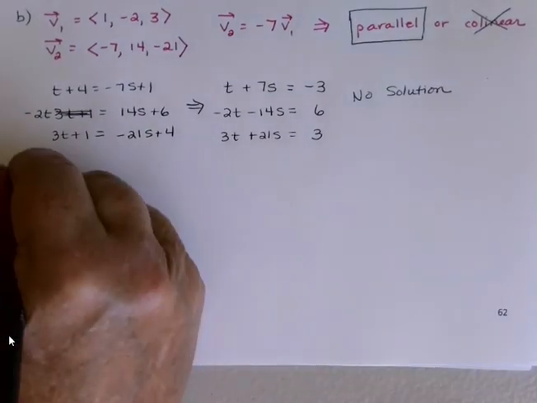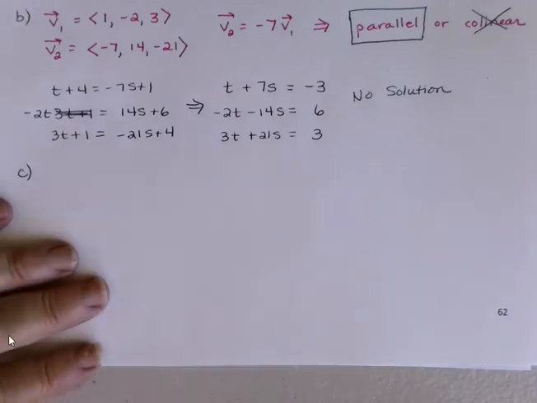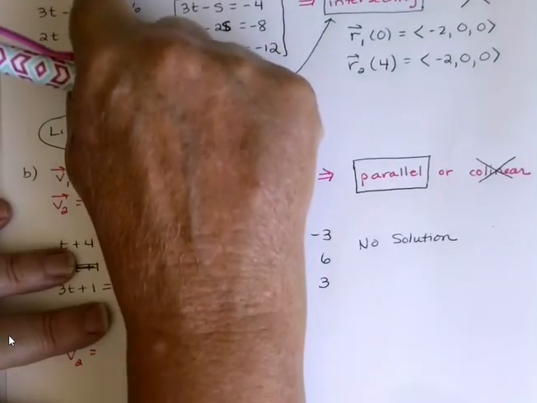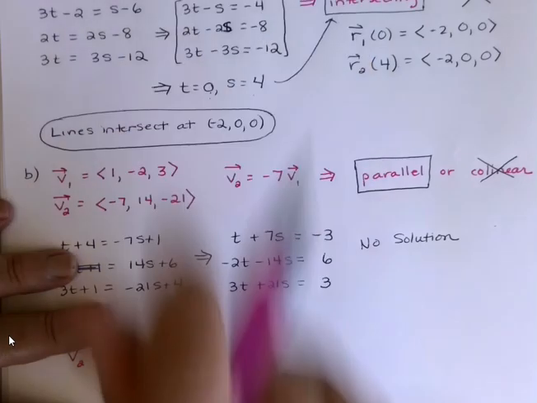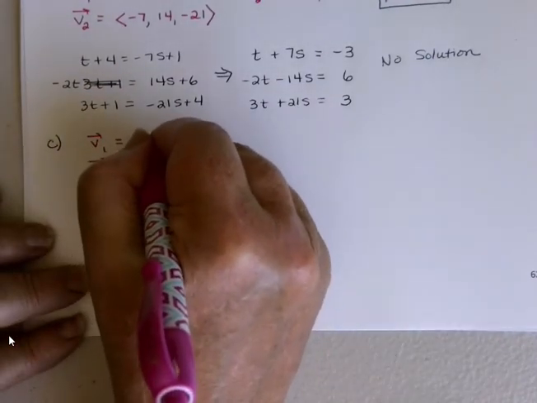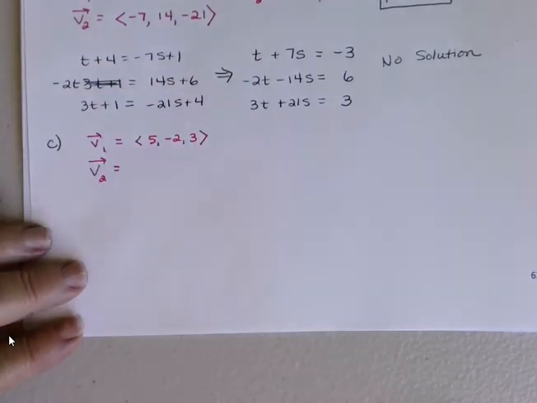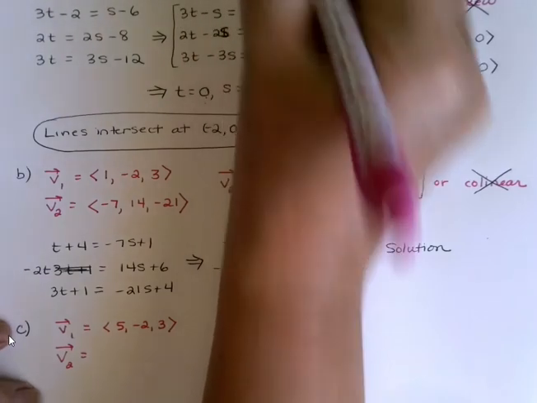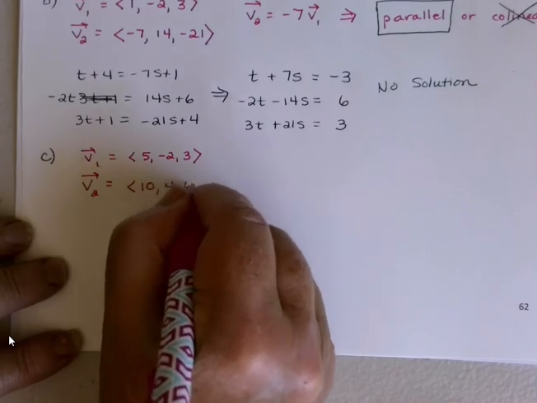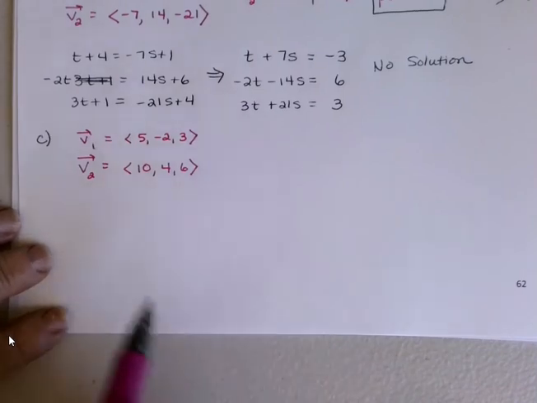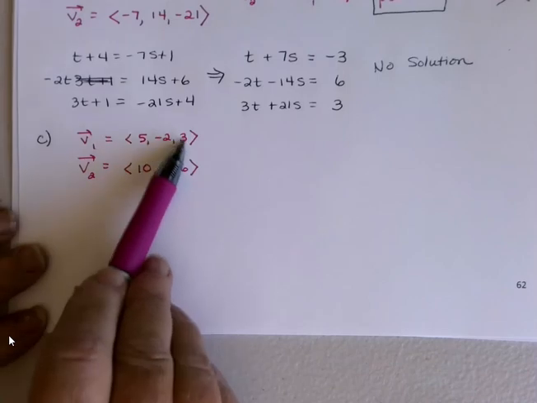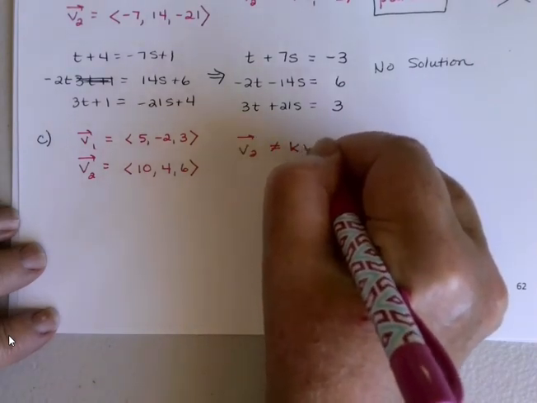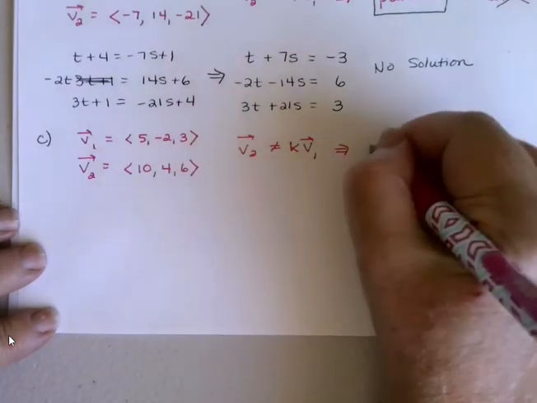All right, one more. In part C, I'm once again going to have to figure out what the V1 and the V2 are. So it looks like V1 is going to be 5, negative 2, 3, always the coefficients of t. And for V2, I'll get 10, 4, 6, the coefficients of s. It looks like they're almost a multiple, but not quite, right? It looks like there was almost a multiple of 2, but this one's the spoiler. This one would have to be multiplied by negative 2. So V2 is not a multiple of V1. And that means that I'm going to have either intersecting or skew.